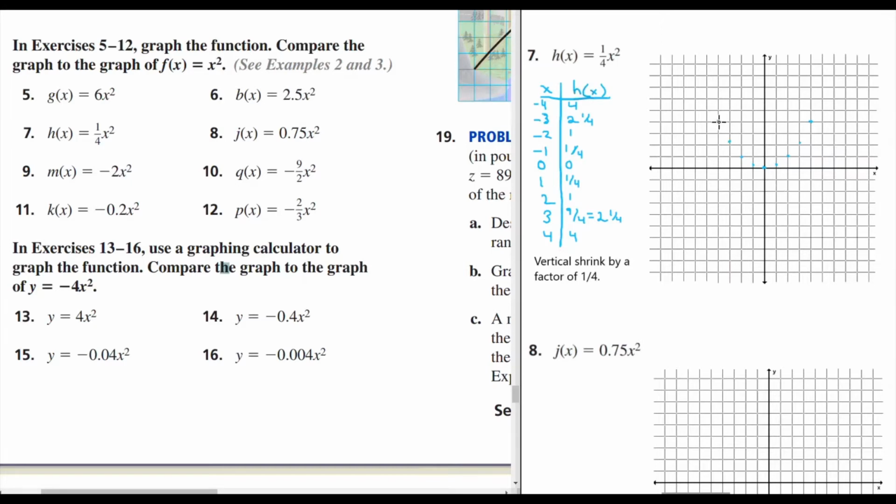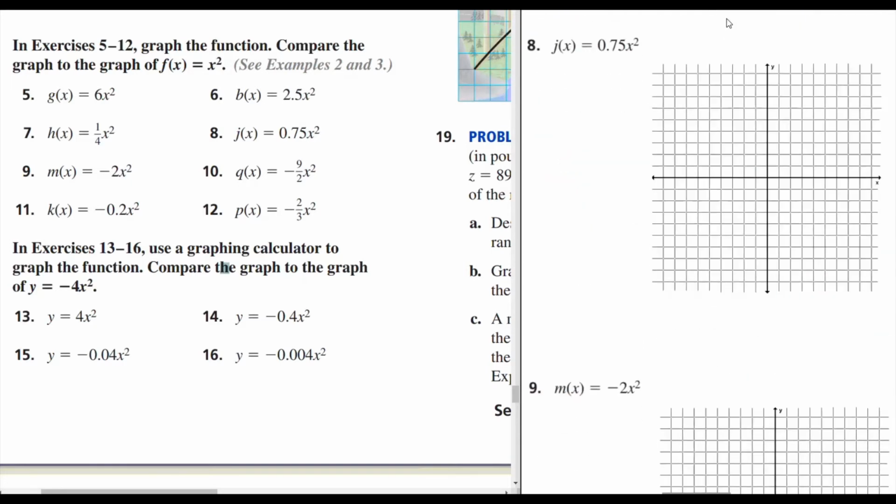And again, it should make that U shape because all of these quadratic functions have parabolas as their graph, and that means that they are U-shaped. So it does look U-shaped, so that tells me my work is most likely correct, and this is function h of x. All right, moving on to number 8.